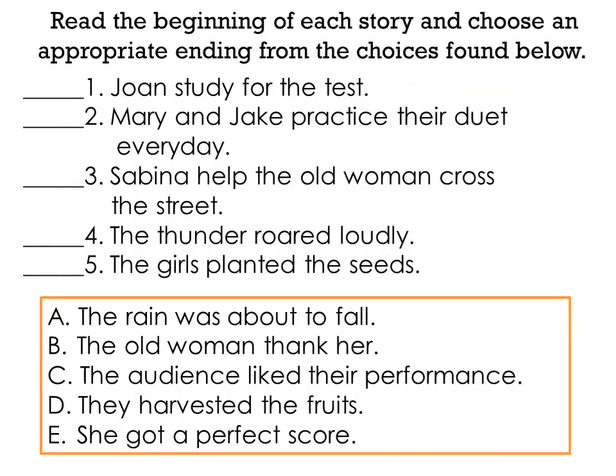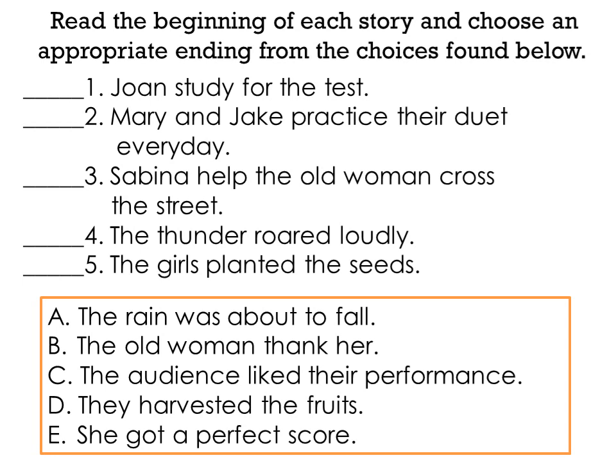So now, what we're gonna do is another activity. So you just need to get your notebook and then write number 1, 2, 3, 4, 5. And then just choose the letter of the correct answer. So you need to look at the box. The choices are inside the box. Read the beginning of each story and choose an appropriate ending from the choices found below.